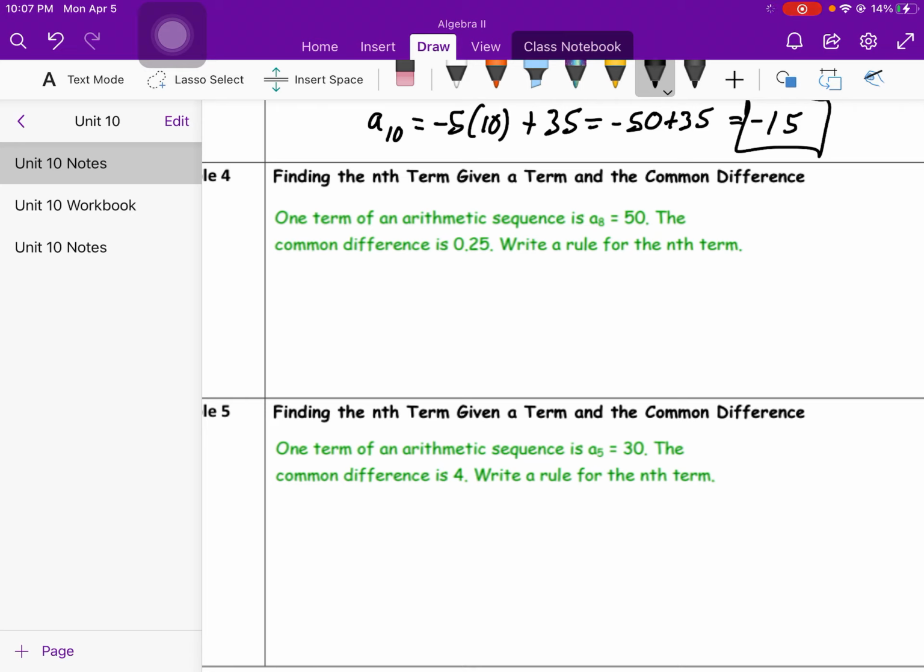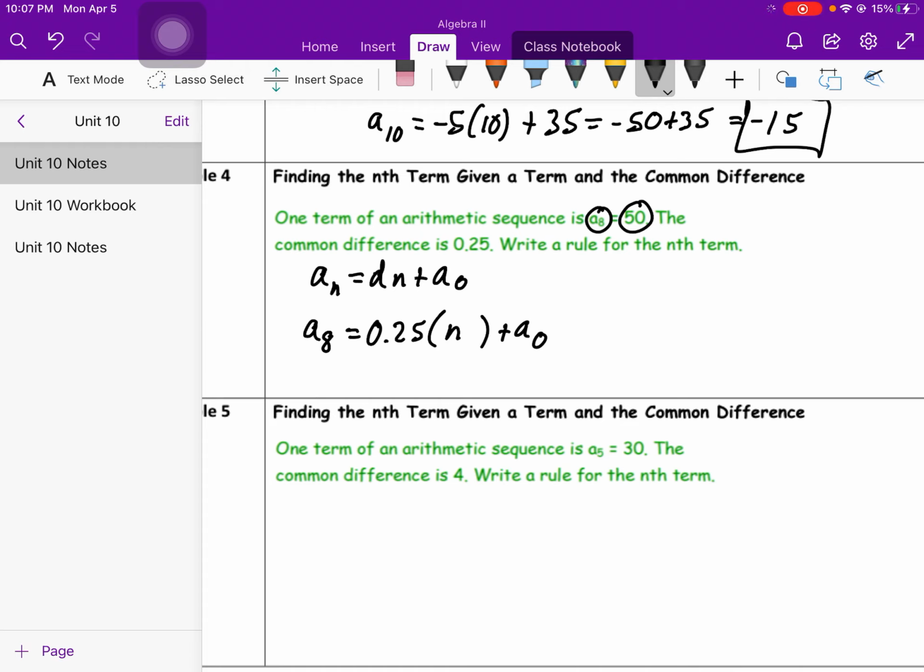So one term of an arithmetic sequence is a of 8 equals 50, so the 8th term in the sequence is 50. The common difference is 0.25, and we want to write a rule for the nth term. So what we do for these is write out the general formula, same one every time, and then just fill in what you know. So we're going to use a of n equals, the difference is 0.25, and a of n is going to give us 50, so I'm just going to write n for right now.